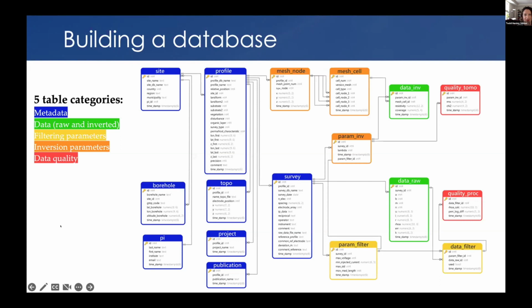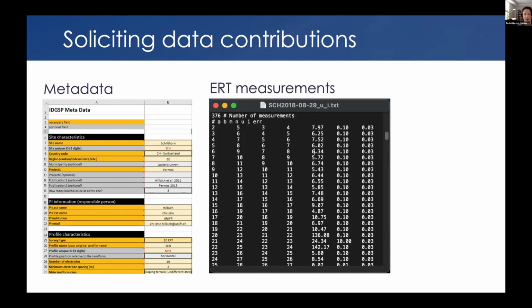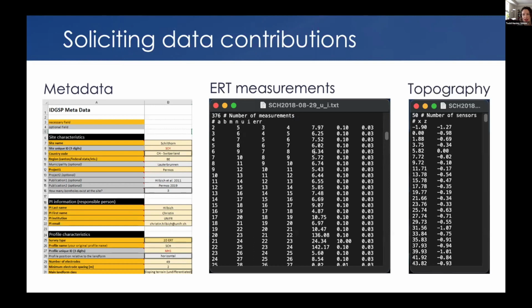Awesome, thanks, Coline. So we built the database. Coline showed you the tables. So there's a complete database built. And the next step was to start populating it with data. So we put out a call for data and we solicited contributions from folks, and basically asked them to fill out 3 different types of data. People would fill out a metadata form. So that's like an Excel spreadsheet, basically, that has information about the site, the PI, the profile characteristics, etc. Of course, we asked for the ERT data itself, and then also topography data if that was available.